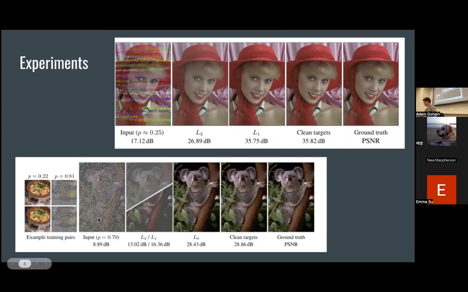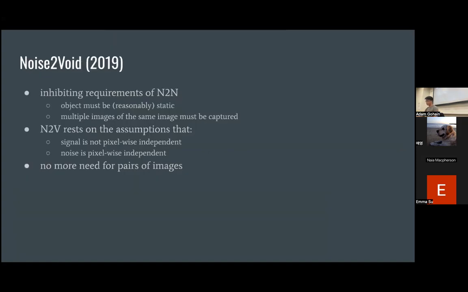Although in that case specifically, that was because you have to use the mode. Yeah. So moving on from Noise2Noise. One of the real inhibiting factors of the approach is that you have to have multiple images of the same target. So you can't just take random photos. Yeah. And the other constraint is that whatever object you're looking at has to be reasonably static.